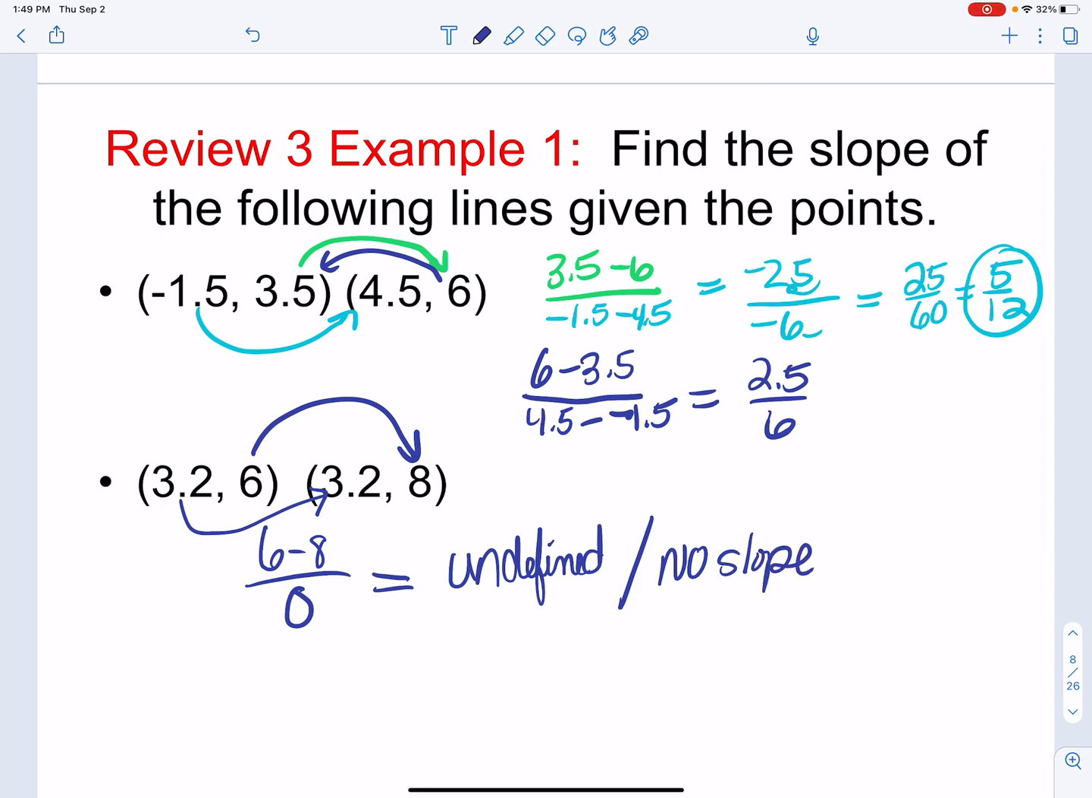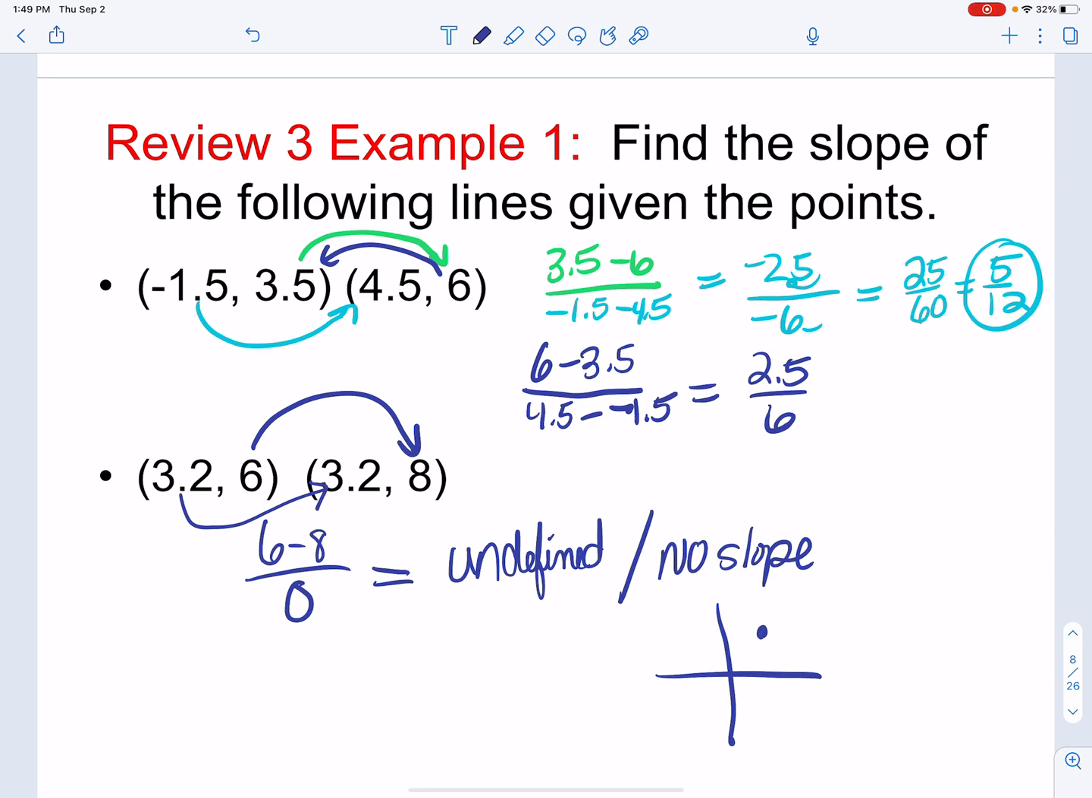Okay, if I was to sketch this, because it's going to come up in a minute, if I go over 3.2 and up 6, and over 3.2 and up 8, this is what my line would look like. And so it's a vertical line. So a vertical line is always going to have no change in the x, so it's a no slope.